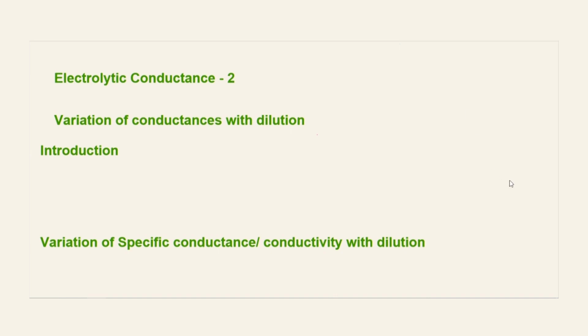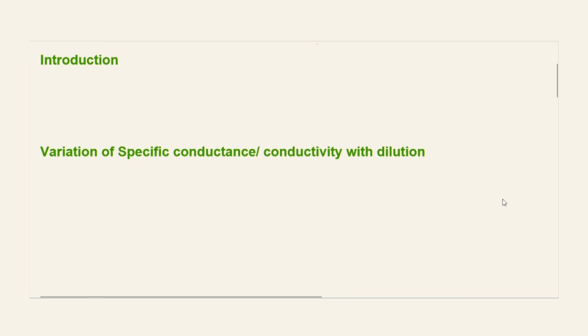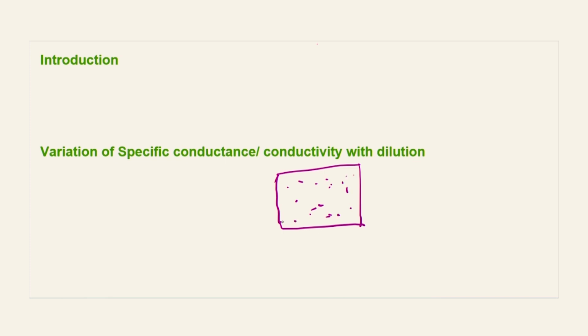So, here we know that if you take an electrolyte solution, of this whole solution, if I take the conductance of only 1 cc, 1 centimeter cube of a solution, it becomes specific conductance. Now, this is the case when I have taken an electrolytic solution. Now, what I am going to do is dilute it, and let us see what happens to the conductance when it is being diluted.